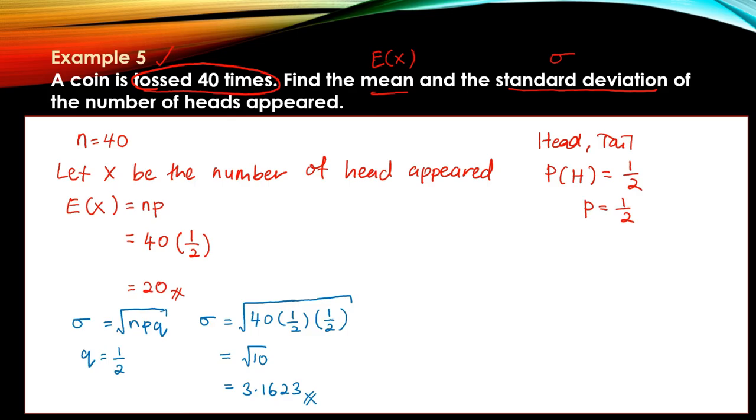Don't forget to write the distribution. What is the distribution for this example? So, the distribution for this example will be X distributed to B. Our n is 40 and our p, which is the probability of getting a head, is 1/2. So, firstly, don't forget to define your binomial distribution.